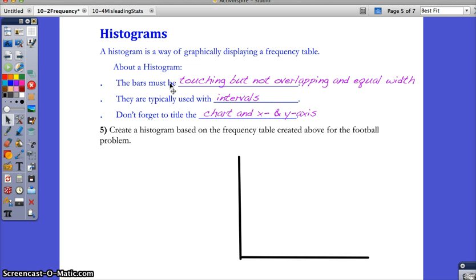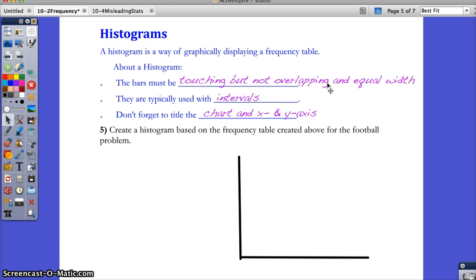Because they're intervals, the bars should be touching but not overlapping because we're showing that it flows right into the next. If your intervals were about hours, we're saying this is 1 to 5 hours and the next one is 6 to 10 hours or whatever. So they should be touching but not overlapping. You also want to make sure the bars are of equal width, just like a bar graph, so that you're not misleading anybody. And of course, always remember to title your chart and your X and Y axis.